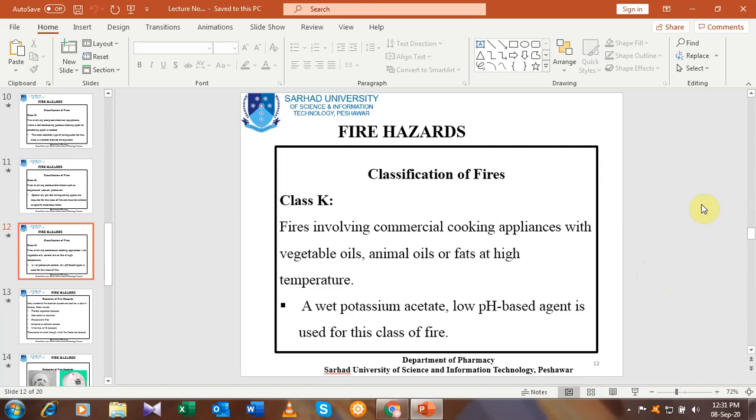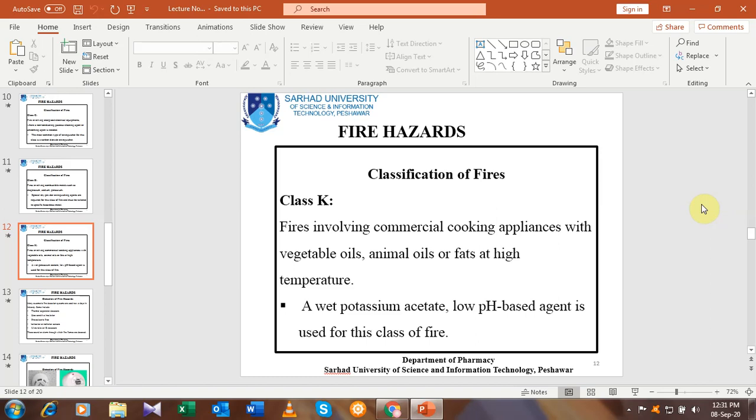And the fifth type of fire category is class K fires, involving commercial cooking appliances with vegetable oils, animal oils, and fats at high temperature. When the oil is involved in these commercial cooking appliances with vegetable oils, animal oils, or fats, the temperature is high.